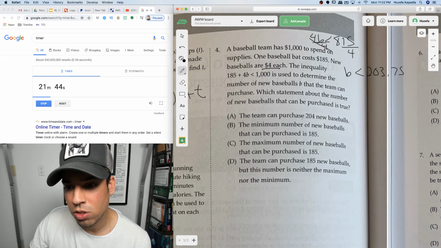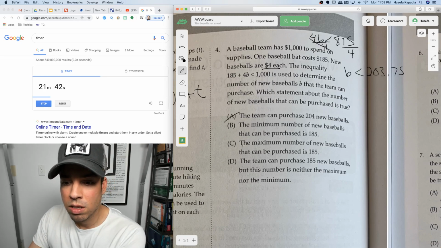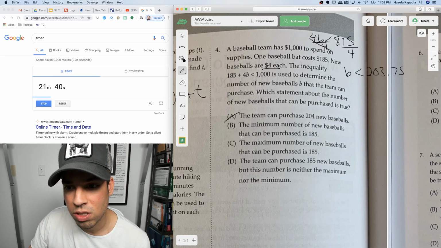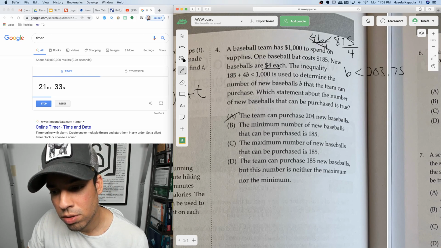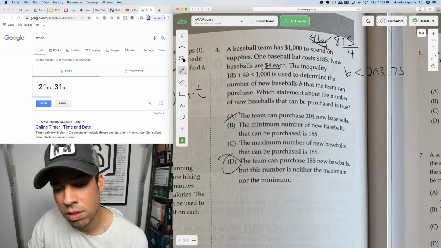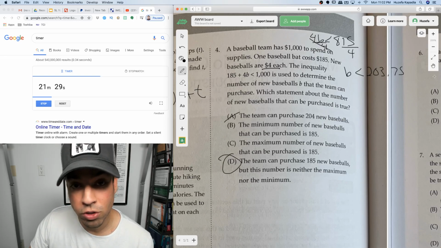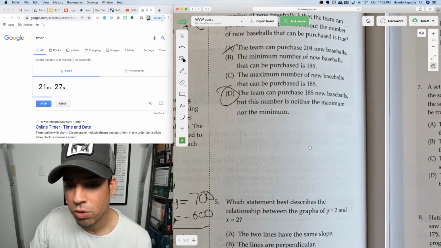So the team can purchase two. No, they cannot. That's too many. The minimum number of new baseballs that can be purchased is, there's no minimum. That's not it. It's this, because they can purchase 203. That's the maximum, not 204.